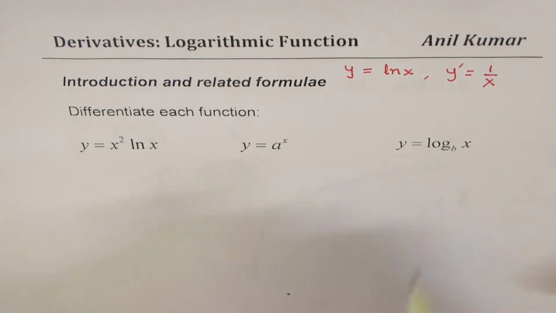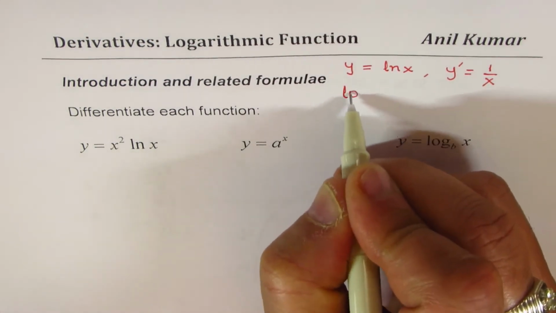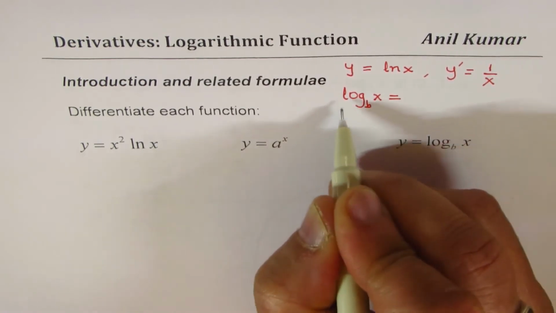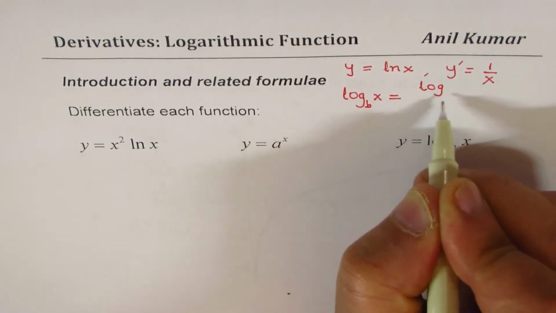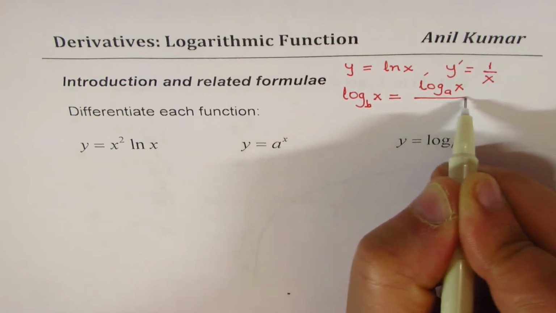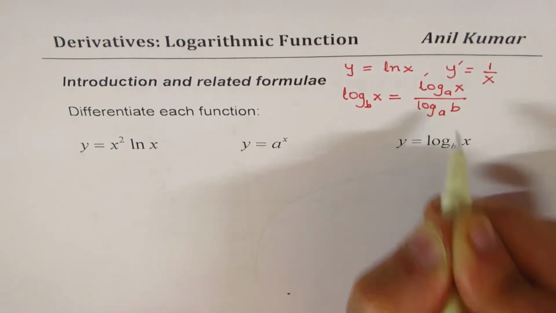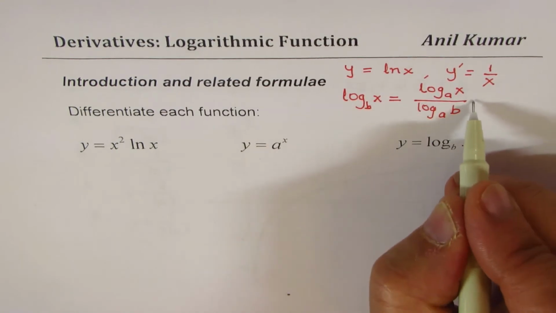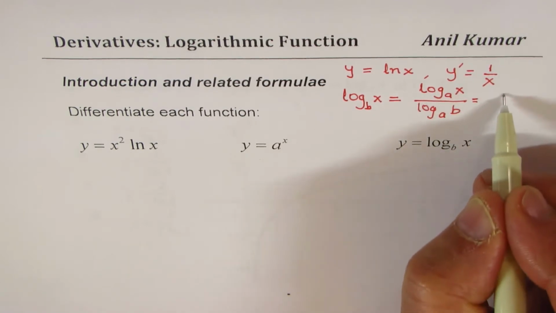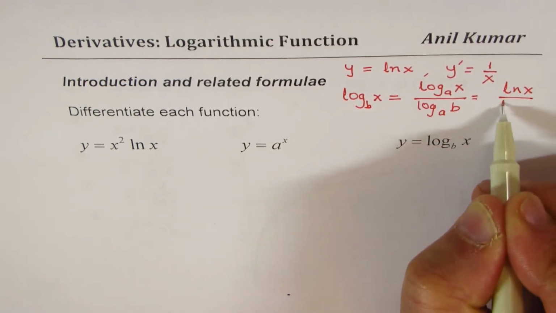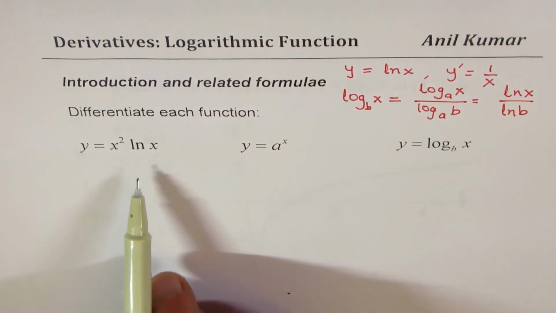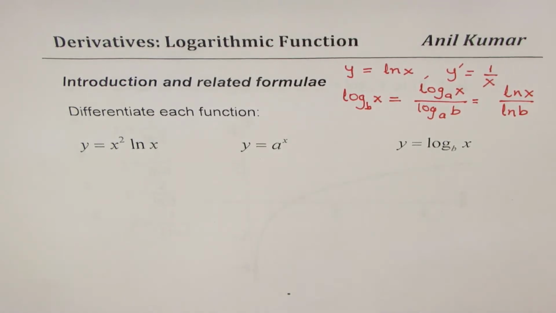Also, you should know how to write log in a different base. For example, if I give you log b of x, we can change the base. The change of base formula is, if I want to change it to a, then we can write this as log a of x over log a of b. This is a very important formula for us. We could change this base to e also, and then write this formula as ln x over ln b. So we are going to use these two formulas to start with and find derivatives of these three functions.